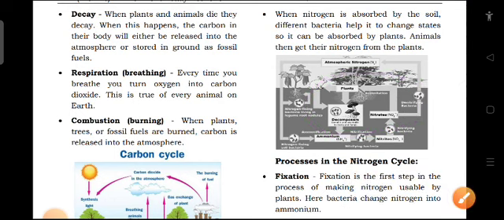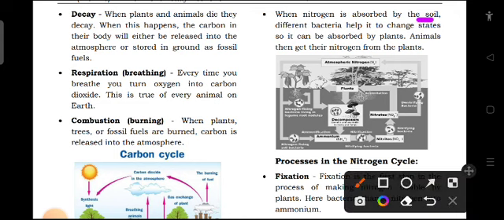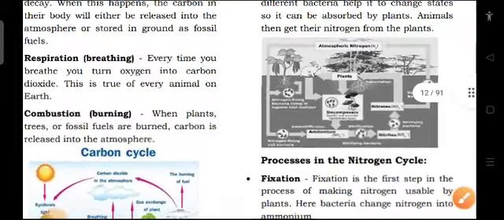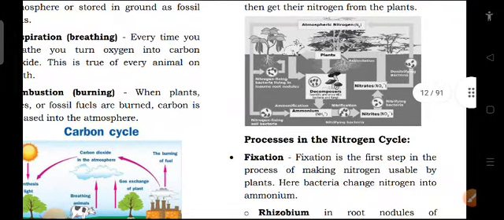When nitrogen is absorbed by the soil, different bacteria help it to change state so it can be absorbed by plants. So it will make it into a format which can be absorbed by plants. The bacteria help in that. Animals then get their nitrogen from the plants. So animals eat the plants and they get their own nitrogen.